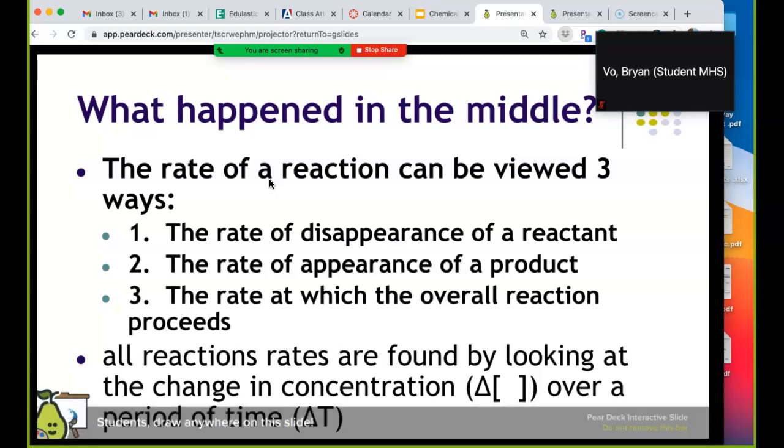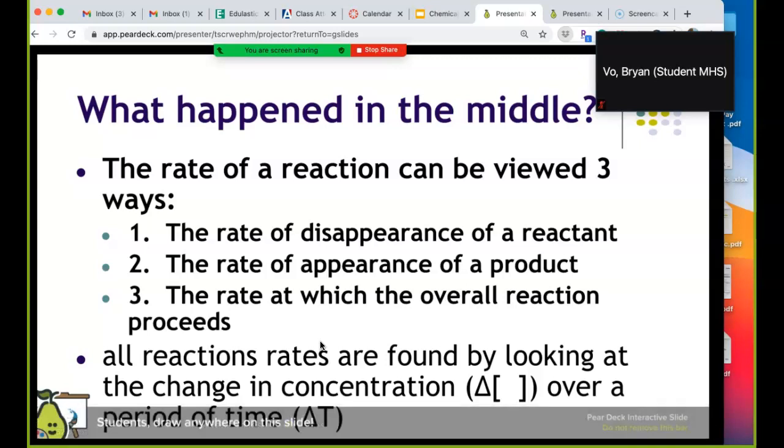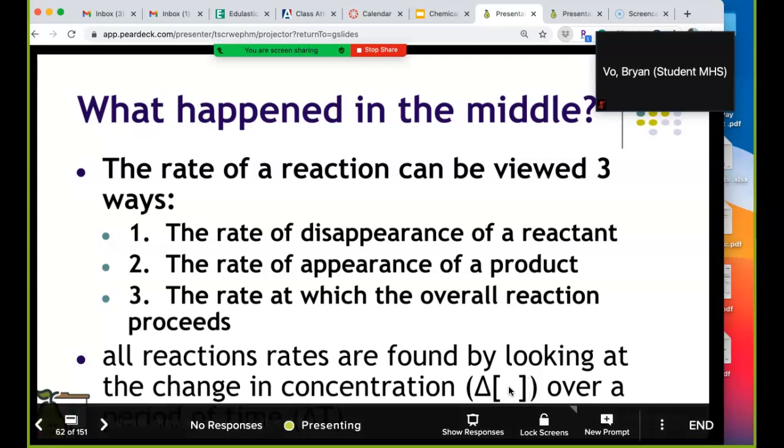You can see how fast or slow a reaction is going depending on how fast or slow a reactant is consumed. Or you can focus on how fast a product is being made. Or you can look at it overall. And again, reaction rates are going to be found by change in concentration over change in time. So that triangle means change. It's the delta triangle. Those brackets mean concentration.